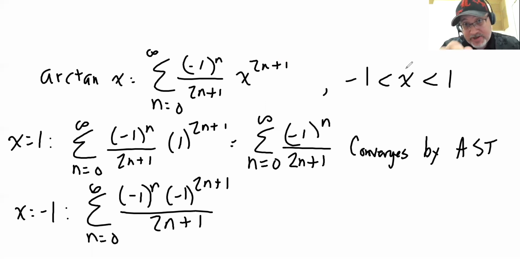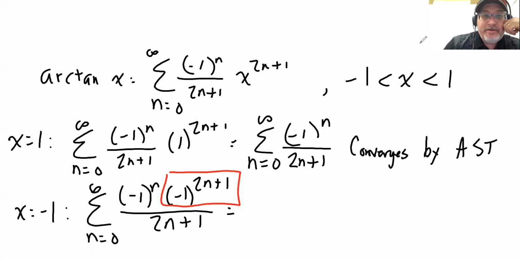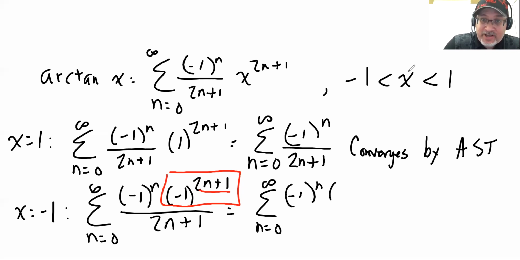And I know what some of you are thinking from the last video. Haha, you're trying to trick me into saying there's an alternator where there's not one. Well, maybe or maybe not. Let's look at it a little bit more closely. That guy is not an alternator. Its exponent is always odd, which means that is always negative 1. So we get the sum n equals 0 to infinity, negative 1 to the nth power times negative 1 over 2n plus 1.